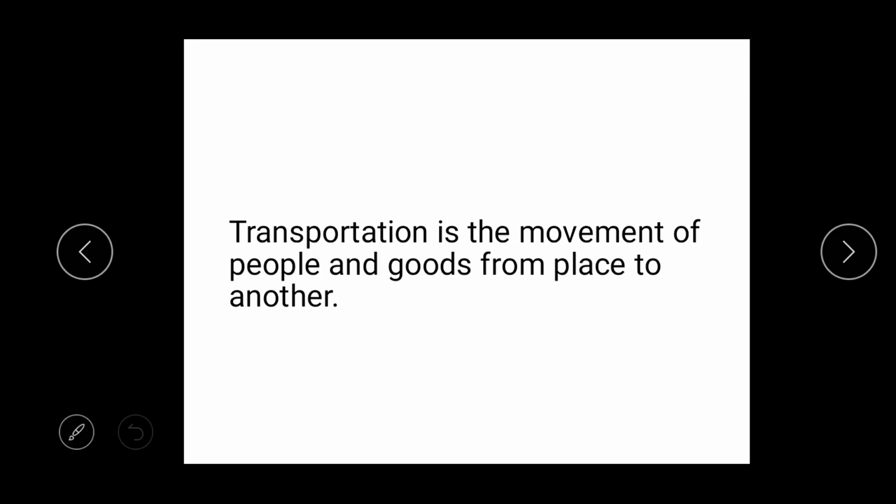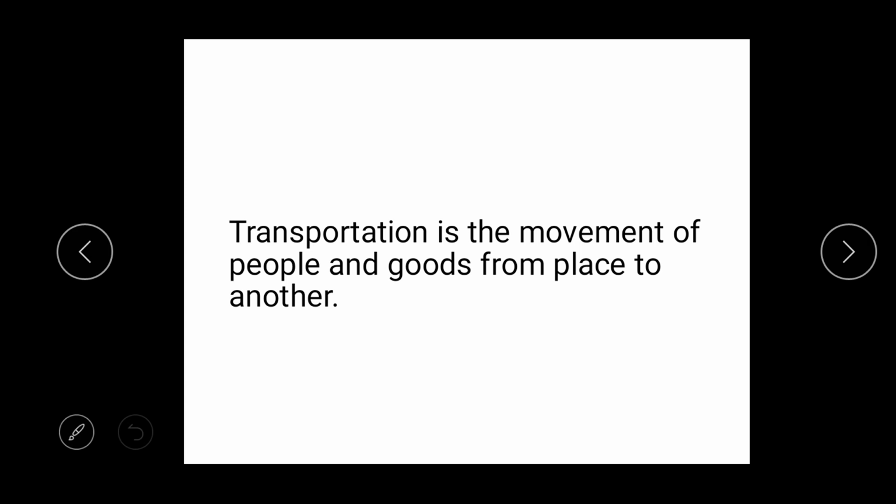Good morning, children. Today we are learning about transportation. Transportation is the movement of people and goods from one place to another. So let me explain what transportation means.